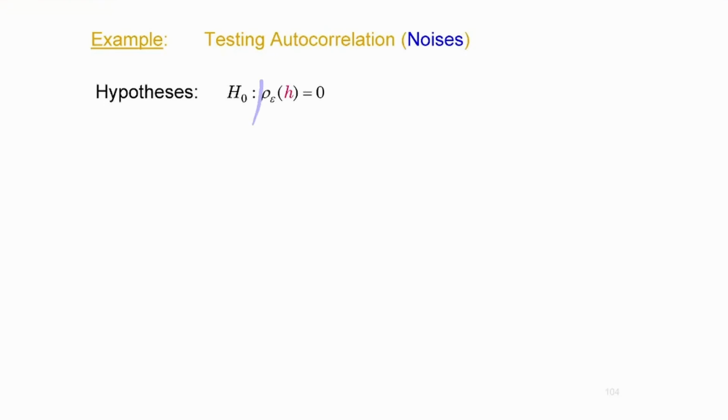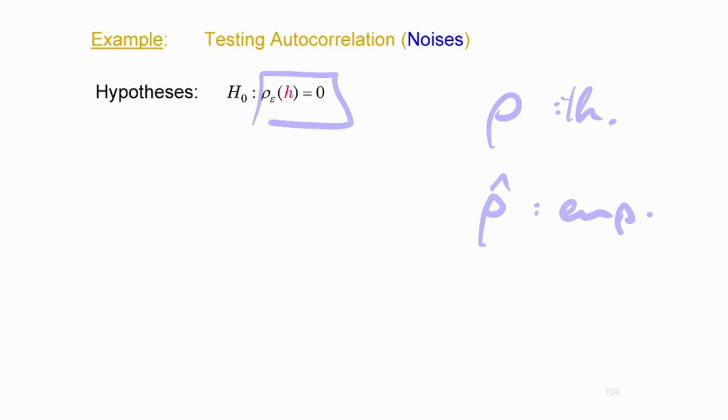Keep in mind, this is the theoretical autocorrelation, not the empirical one. If I write it like this, it is going to be the theoretical one, and if I write it like this, then it's going to be the empirical autocorrelation. The null hypothesis is always making a statement with respect to a parameter, which is always coming from a statistical population, guys.